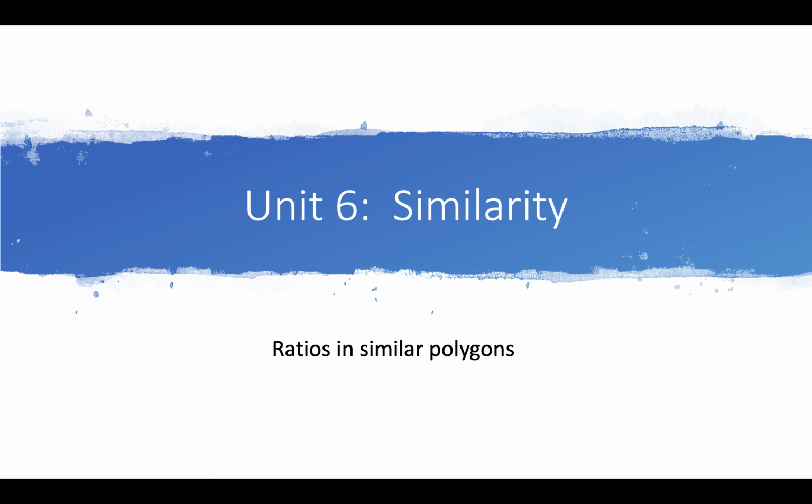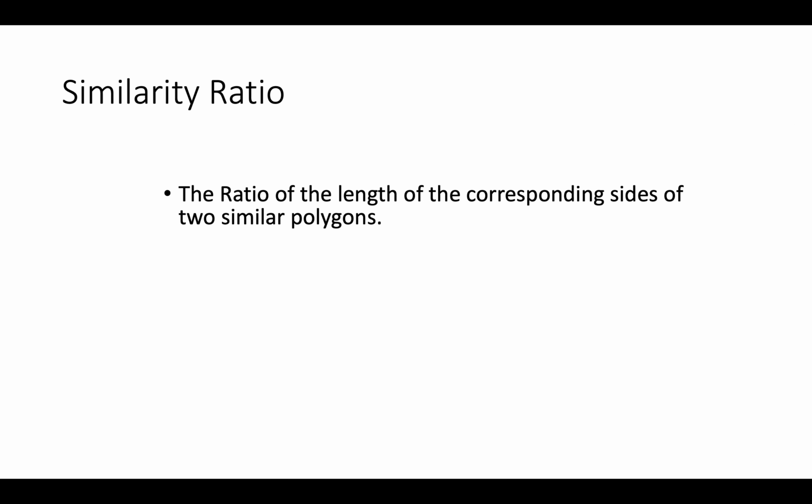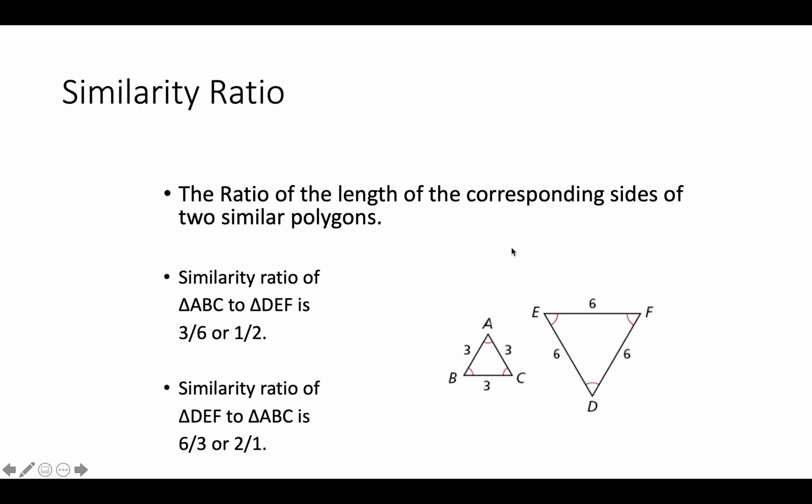Now we're going to look at ratios in similar polygons, often triangles. A similarity ratio is the ratio of the lengths of corresponding sides of two polygons. For example, the similarity ratio of this triangle ABC to triangle DEF. They find sides that match. Angles all have to be congruent, sides that line up. So 3 to 6 reduces to 1 over 2. If we're talking of the little triangle to the big triangle, that's 1 to 2. The similarity ratio of the big triangle to the little triangle is 6 to 3, or 2 to 1.